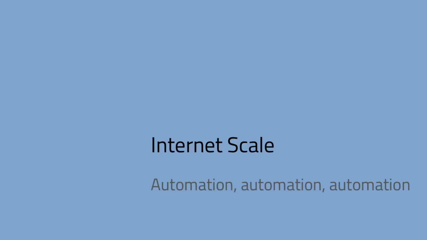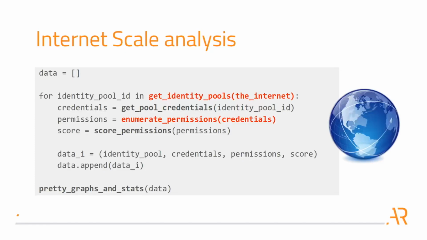All right. Now, internet scale. How I took all of this knowledge to analyze the internet. So this code snippet shows what I did. And of course, I have a function there that says get identity pools from the internet. That doesn't sound very doable, but bear with me for a minute.